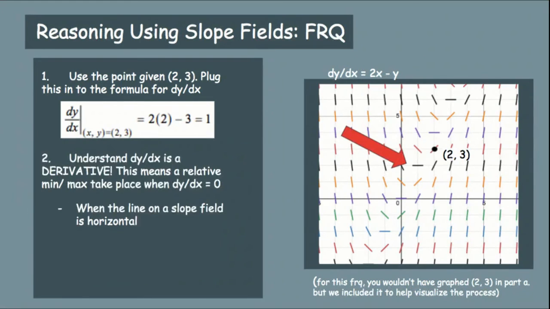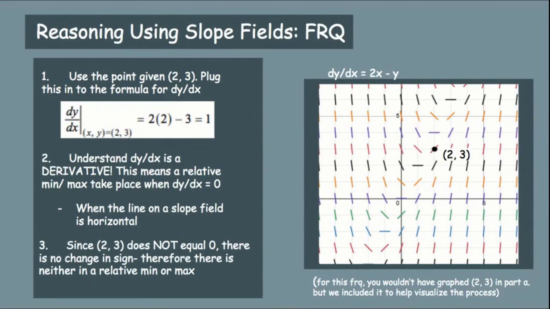Next step, you have to understand that dy dx is a derivative. So a relative min or max is going to take place when the derivative, or dy dx, equals 0. And on a slope field, this would be when the slope is horizontal. So since dy dx at 2, 3 does not equal 0, it has an actual slope, there's no change in sign, therefore there is neither a relative min nor max.